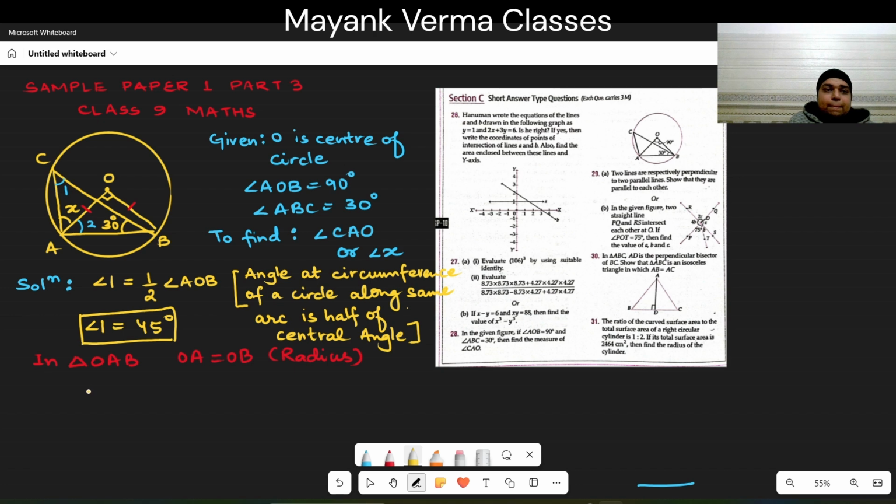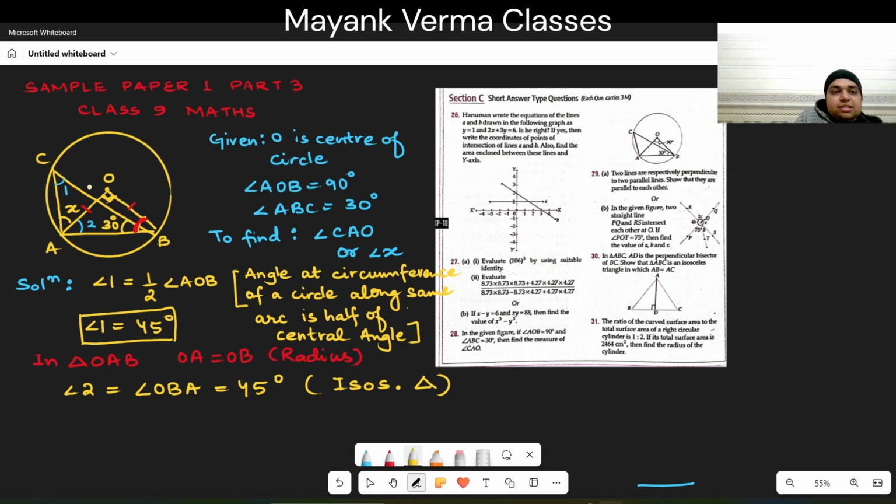So can I say that angle 2, or you can say angle OBA, I'm talking about this angle, OBA, will be equal to 45 degrees, because one angle is 90 degrees, angle O is 90 degrees, so these two angles should be equal. So, property of isosceles triangle. You can write it in the short form. Now, see, angle 2 we get to know.